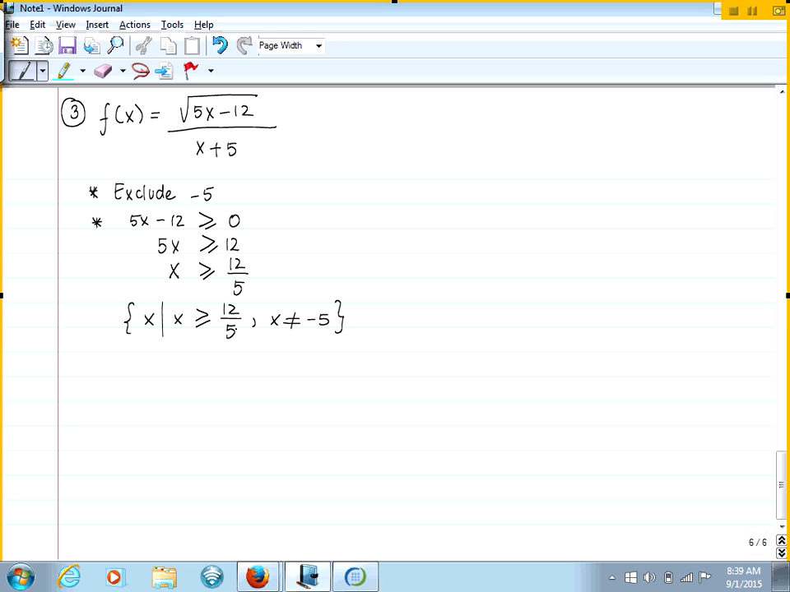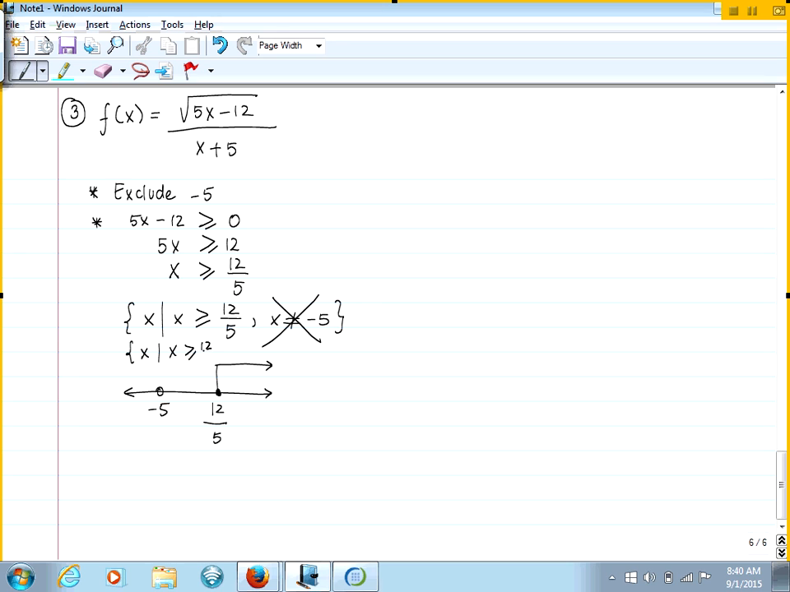So what is the value of 12 over 5? What is 12 over 5? Yeah, so 2.4. Yes, 2.4. So this is 2.4, or 12 over 5, to the right. Okay, and then this is -5 right here. And then it says that I have to exclude this, but this is my domain. So do I have to include this part? No. Because this is my domain right here.